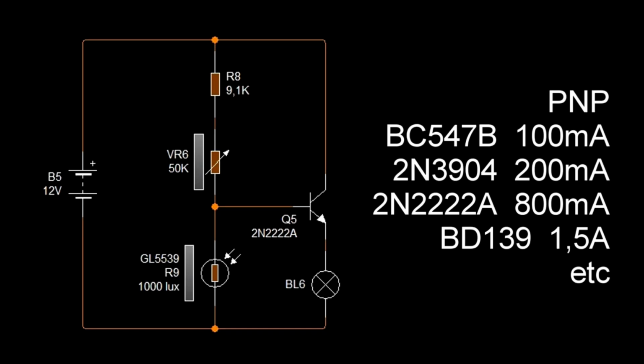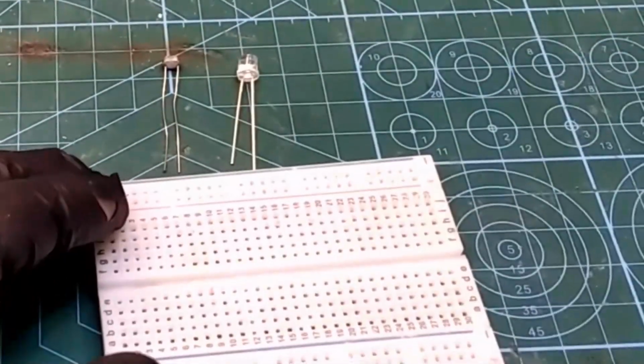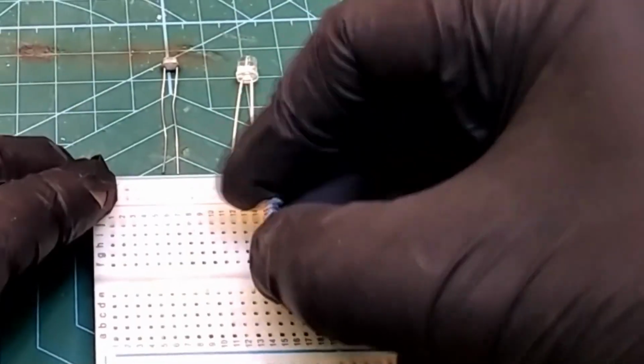I chose the 2N2222 because the load I'm going to drive is 200 milliamps, because the 2N3904 would be too small.